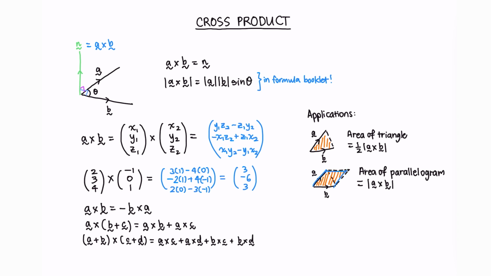Similarly, the area of the parallelogram over here would just be 2 of these triangles, and hence it's just the magnitude of A cross B.